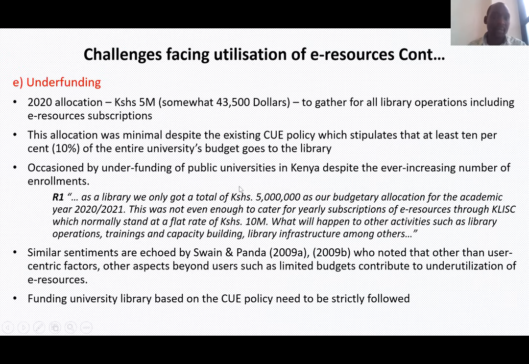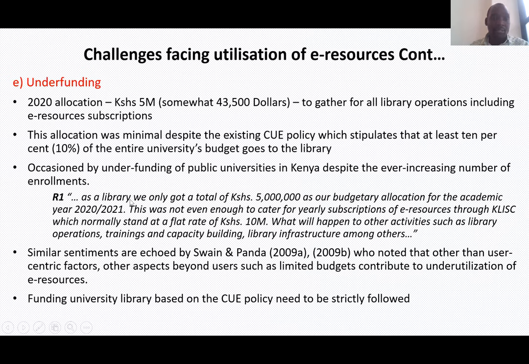And then underfunding is another one, whereby in 2020, the total amount of money that was allocated to the university library was 5 million Kenyan shillings, which is somewhat $3,500 US dollars, together for all library operations, including e-resource subscription, whereas e-resource subscription stands at 10 million per academic year. The amount of money that was allocated was 5 million Kenyan shillings. Of course, it was not even enough for e-resource subscription. Now, the question is left, what would happen to other resources, even like trainings, you know?